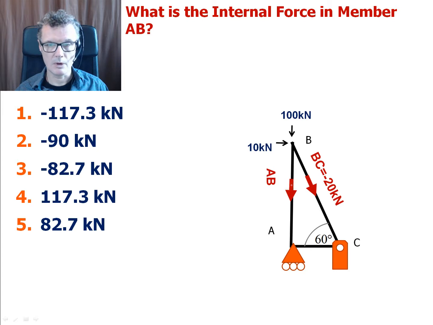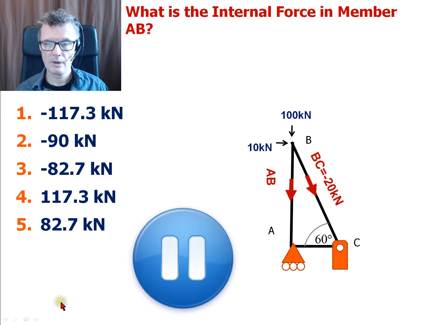So all I want you to do is to pause the video, and when you're ready, and you've worked it out, find which option is correct. Okay, so hopefully you got minus 82.7 kilonewtons to one decimal place. Let's have a look at my solution.